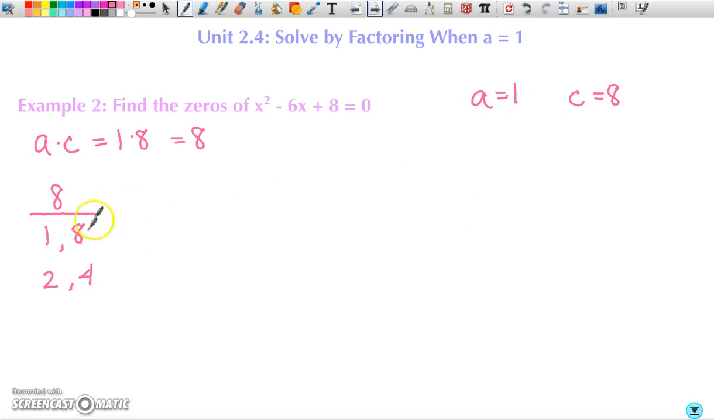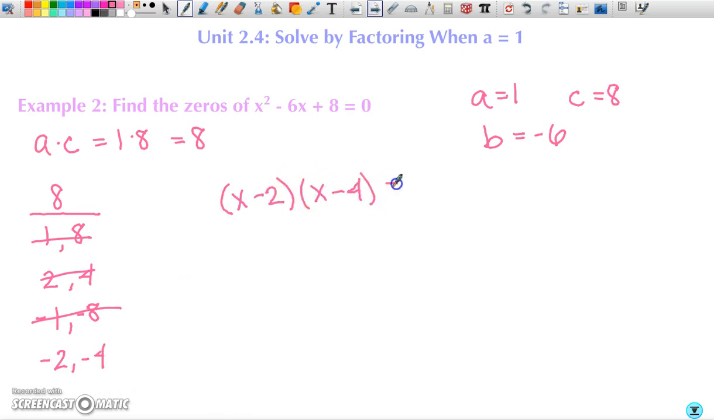So what we need is to add these together, and it gives us our b term, which is a -6. Well, right now, nothing that we do is going to add to give us a -6. So we need to introduce some negatives. If we did a -1 times a -8, we would still get a positive 8 when we multiplied, but we would not get a -6 when we added. If we do a -2 and a -4, we do in fact get a -6 when we add them. So we're going to write our x minus 2 factor and our x minus 4 factor. And then we set each one equal to 0 and solve from there.